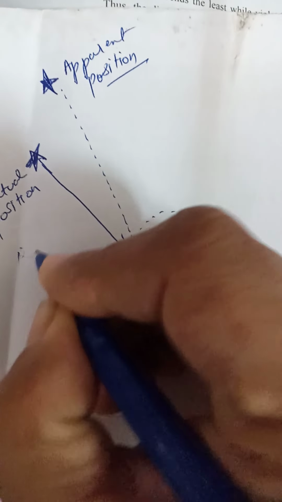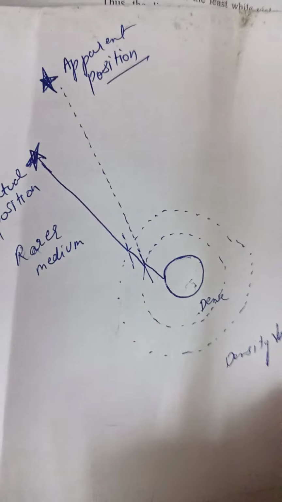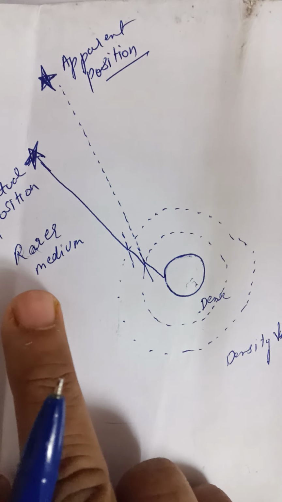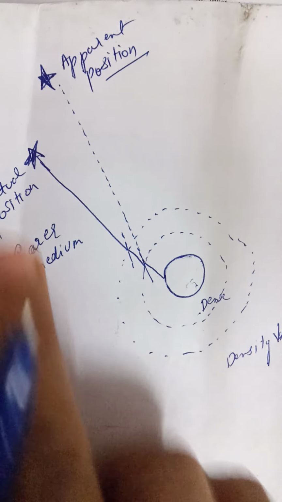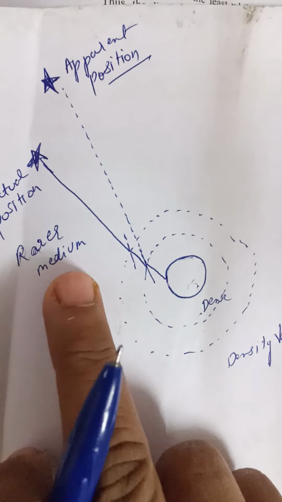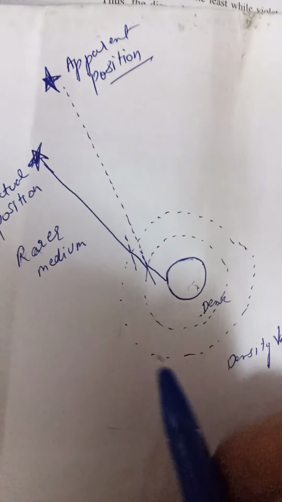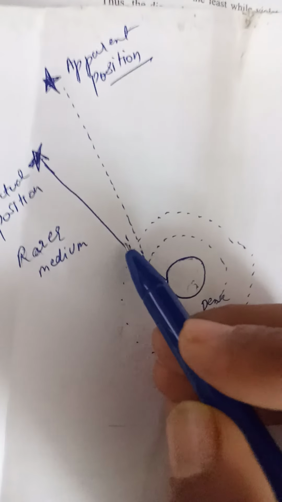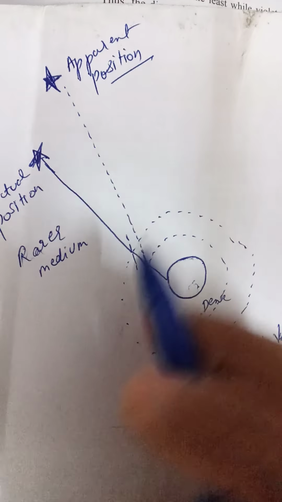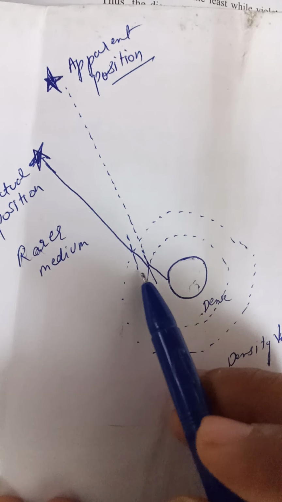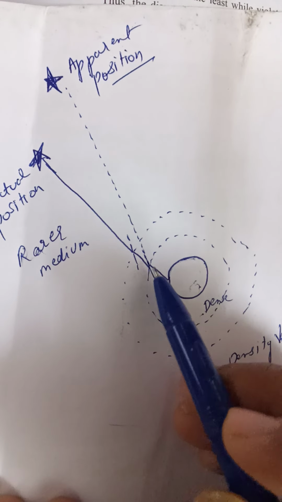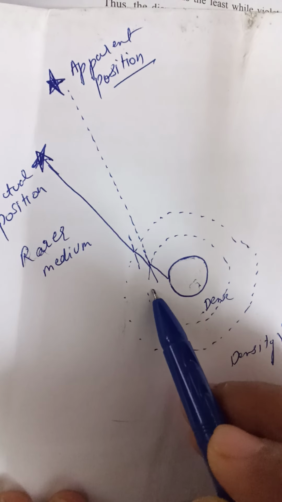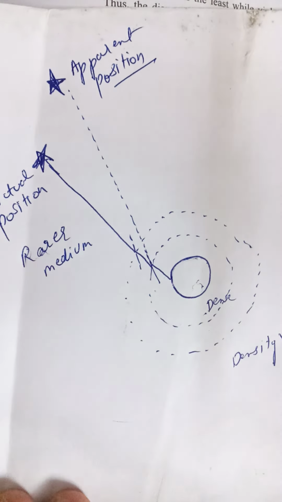Here is the rarer medium, and the light is traveling from the rarer medium towards the denser medium. So this light will bend towards the normal. When you draw the normal here, the light is bending towards the normal. Again from this point, this is the second layer of the atmosphere. So at each layer the light will bend towards the normal.